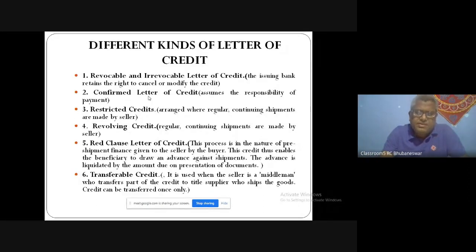It may be a revocable or irrevocable letter of credit, where there is a right to cancel or modify the credit. A confirmed letter of credit is there regarding payment. Restricted credits are there regarding the continuity of the shipment of goods by the seller. Revolving credits are made by the seller on a regular basis, so payment can be made regularly. Red clause letters of credit are there, which allow an advance against the shipment. Red clause means that some advance is given against the liquidated amount. And transferable credit is also there, for some middleman who can transport the goods.